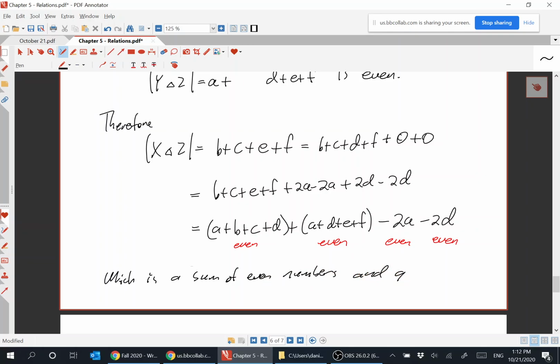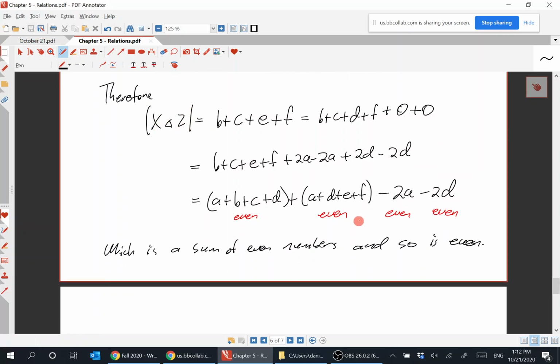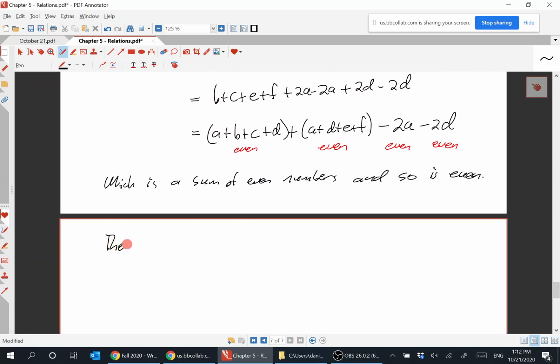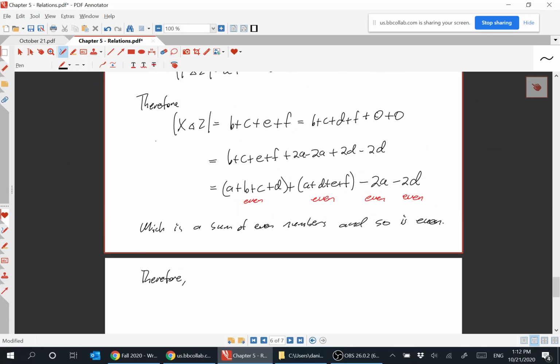And so this is even. This is even. X symmetric difference Z. Therefore, what? What's X is related to Z. X is related to Z as required.